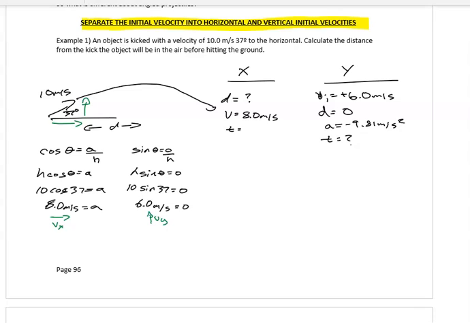Given this information, d equals vit plus 1/2 at squared is going to be the go-to formula, where 0 is equal to 6t plus 1/2 times negative 9.81 t squared. The issue here is that we've now got a quadratic. We can use the quadratic formula, or we could maybe solve for vf and then solve for t, but one of the easiest ways to do this is to graph it using our calculators.